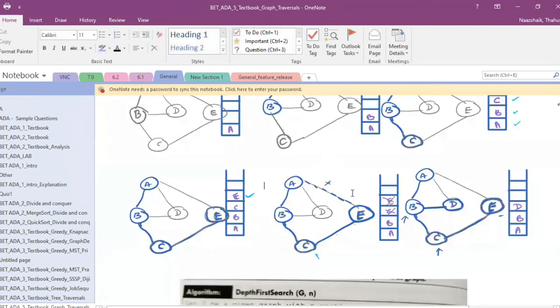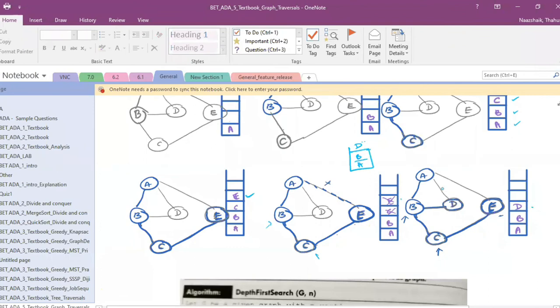Okay, good. You understood how popping helps you go back. C and E. From E you cannot go any further, so you remove this. You check from C, is there any other possibility? No. You check from B, is there any other possibility? Yes, there is a possibility for D. That is how you now add D in the stack. You understood from this stack how we landed into this stack, right?